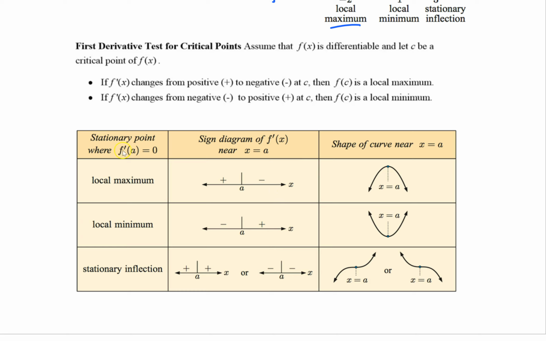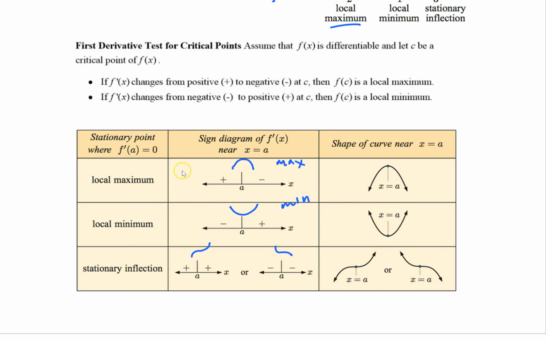So first you have to find your critical points, minus the undefined ones, just set the derivative equal to 0, right? That's how you always find a maximum, by the way. You set the derivative equal to 0. And then if you do a sign chart and it goes from positive to negative, it's a local max. If it goes from negative to positive, it's a local min. If the sign doesn't change at all, then you go up, then up, stationary inflection; down, then down, stationary inflection. So that's the general idea.